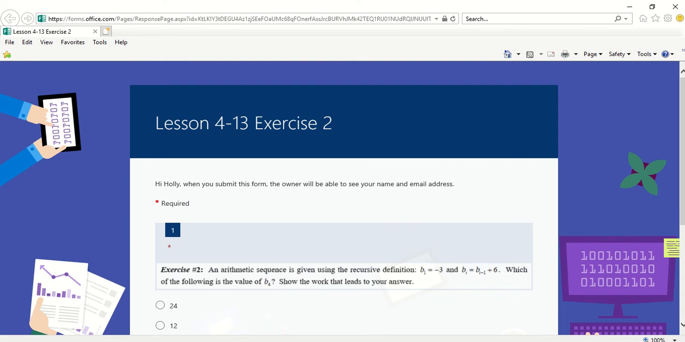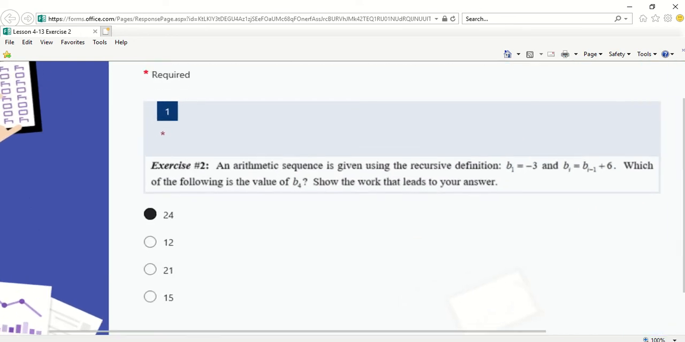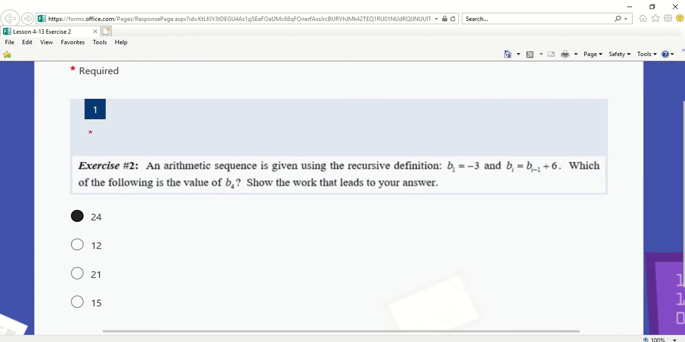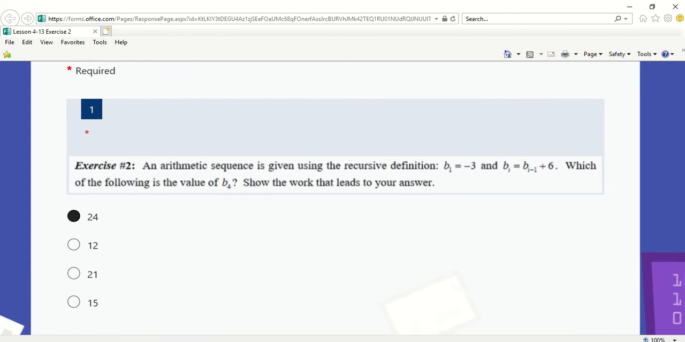So here's our sequence. It says you have an arithmetic sequence given using the recursive definition b of 1 equals negative 3 and b of i equals b of i minus 1 plus 6. Which of the following is the value of b4? So you want to know what is the value of the fourth term. B4 means the fourth term.